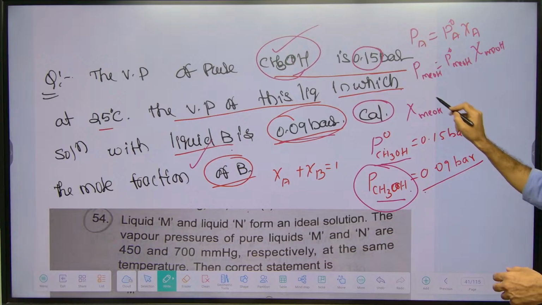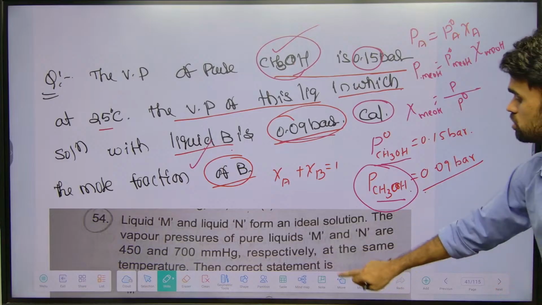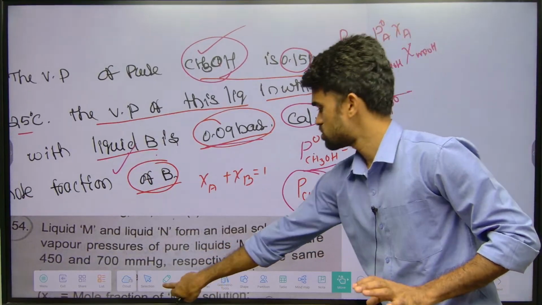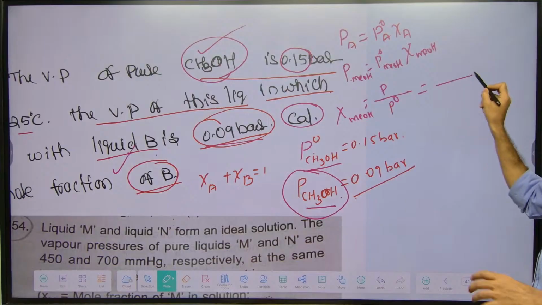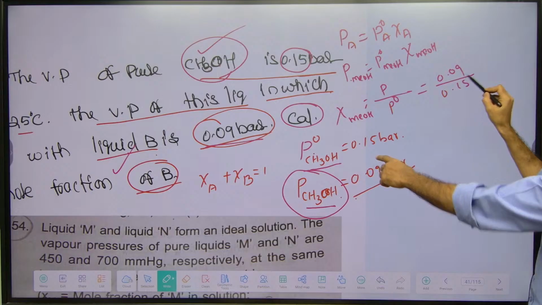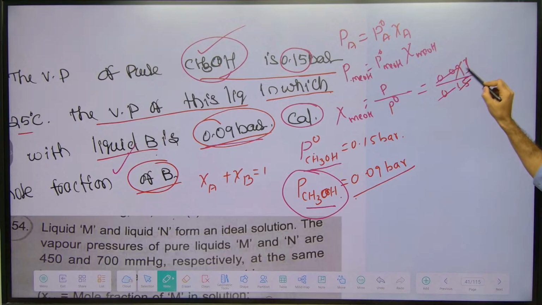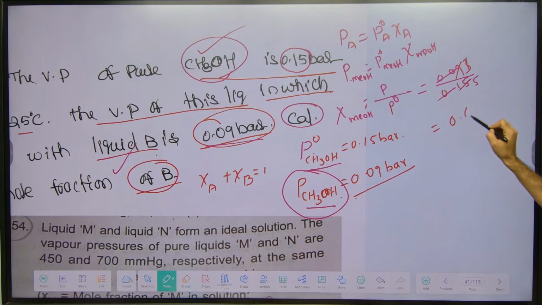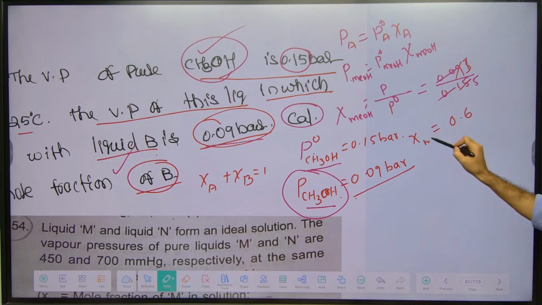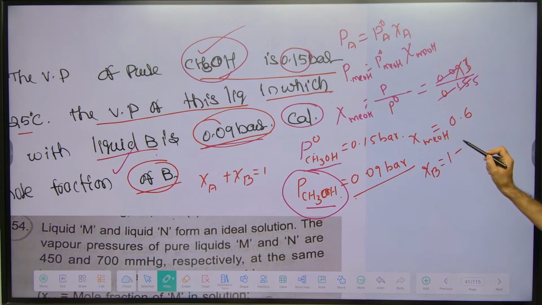So from this I can get mole fraction of methanol. How much? P by P naught. Yes or no? Is it understandable? So tell me, what is the answer? What is 0.09 by 0.15? So I can write it as 9 by 15. Okay, how much will it be? 3 by 5. So how much can you say? 0.6. This is mole fraction of what? Methanol. So now mole fraction of other liquid, how much does it become? 1 minus this value.